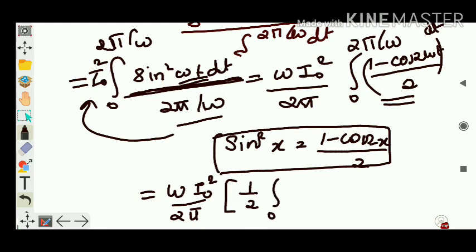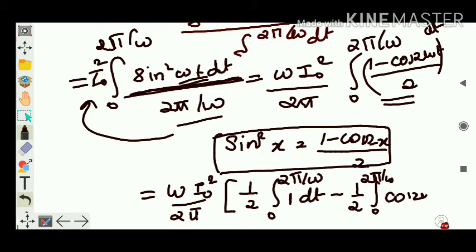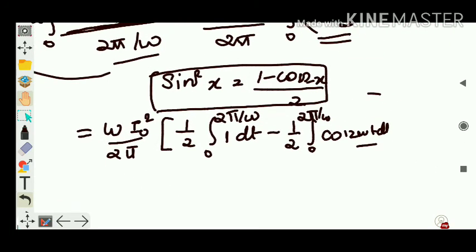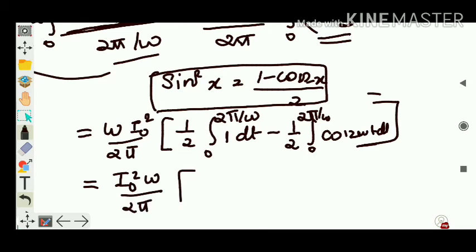I will write the entire step, guys. Integral 0 to 2 pi by omega of 1 dt, minus 1 by 2 integral 0 to 2 pi by omega of cos 2 omega t dt, bracket close. As much is clear. Now that is equal to I naught squared omega by 2 pi; I just rearranged it, bracket.